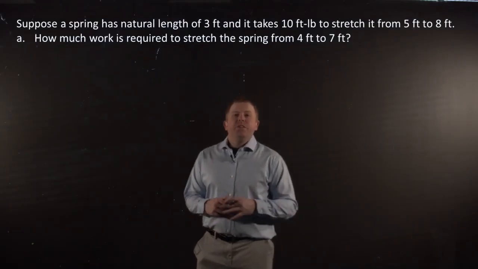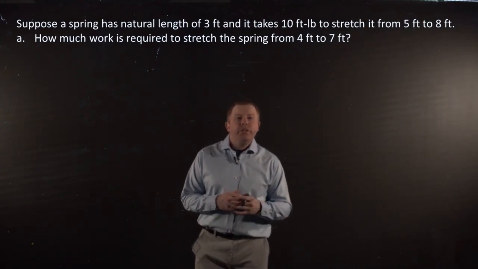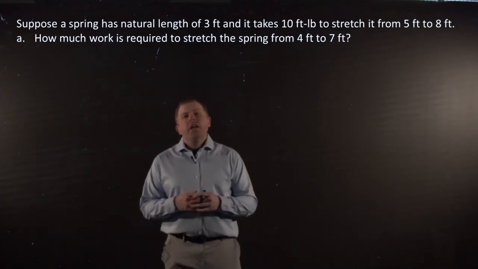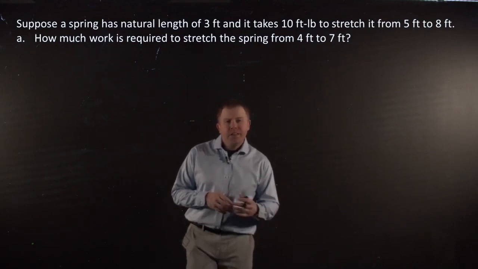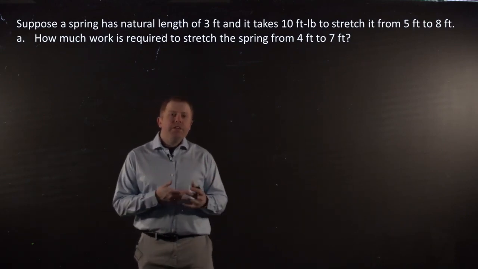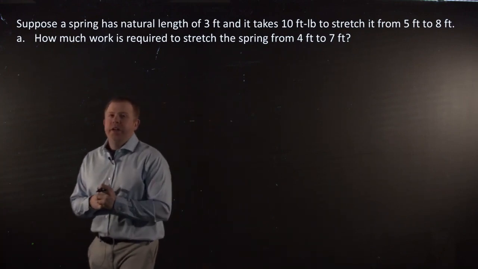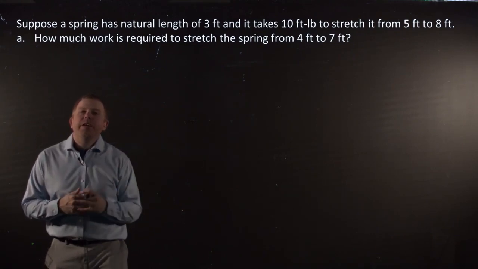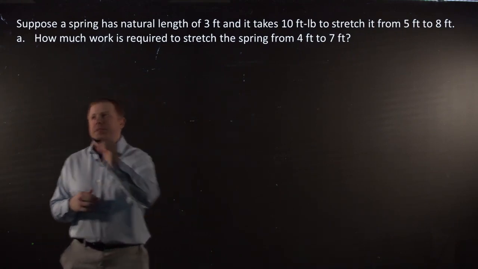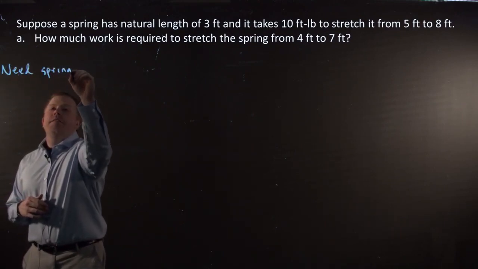This example says, suppose a spring has natural length 3 feet and it takes 10 foot-pounds to stretch it from 5 feet to 8 feet. How much work is required to stretch the spring from 4 feet to 7 feet? Now, before we even begin, we don't know the spring constant K. So in order to find this work, we need to use what's given to us in the beginning in order to find K.